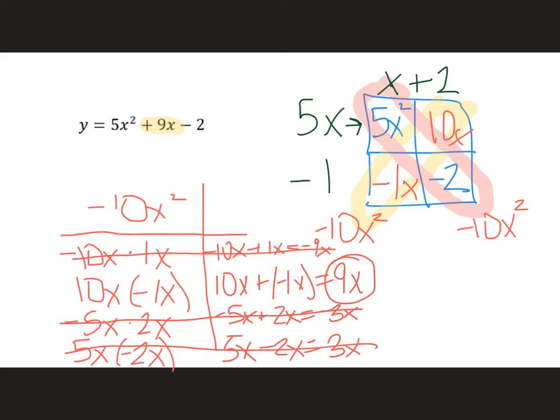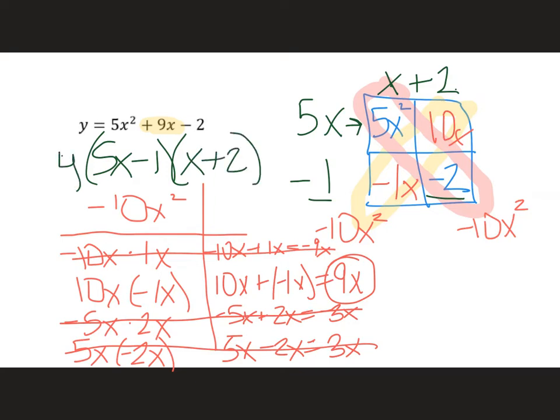And then verify, does that work for the bottom? Negative 1 times x, is it negative 1x? Yes. Is negative 1 times 2 going to give us negative 2? Yes. So now we know that the two binomials were 5x minus 1 and x plus 2. So this would be the factored form by creating two binomials.